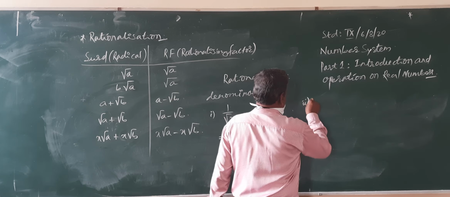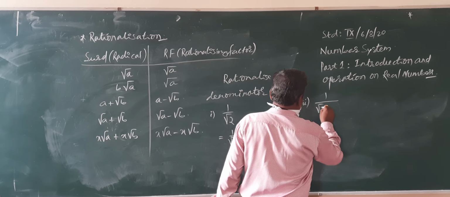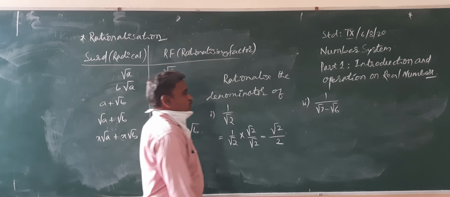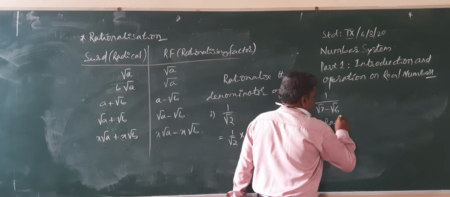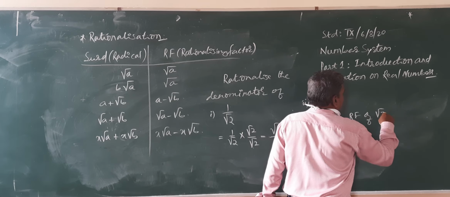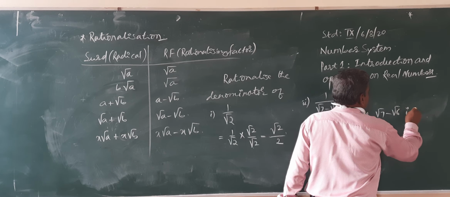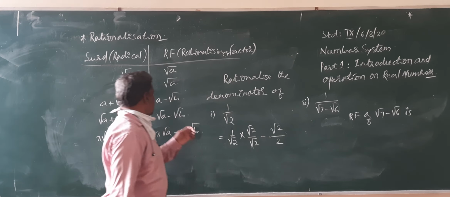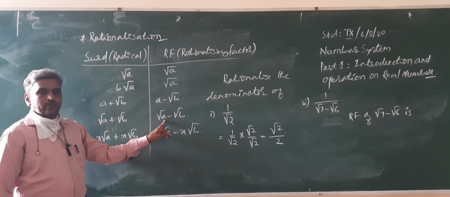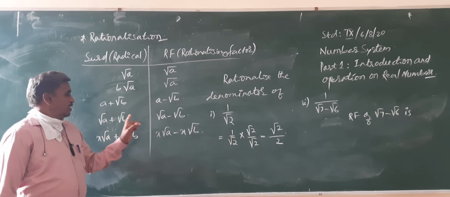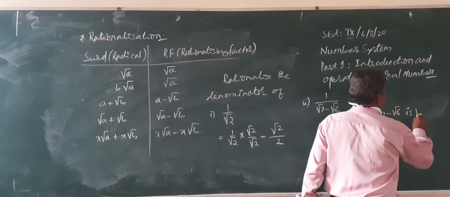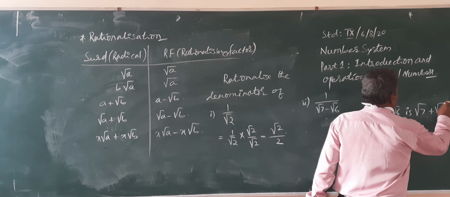Next, rationalize the denominator of 1 upon root 7 minus root 6. What is the rationalizing factor? For root 7 minus root 6, which is of the form root a minus root b, the rationalizing factor is root a plus root b. That is, multiply and divide by root 7 plus root 6.